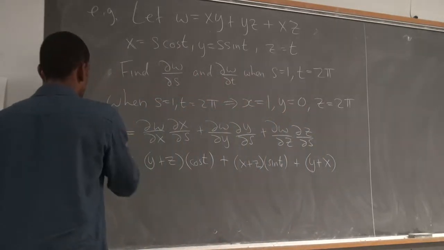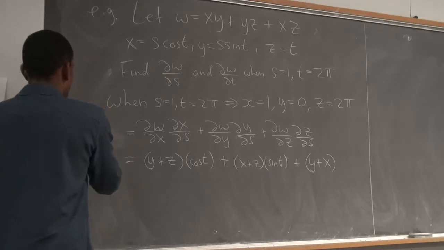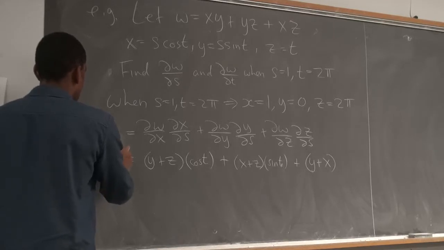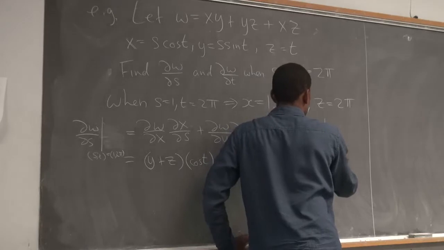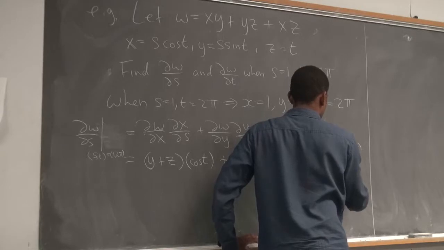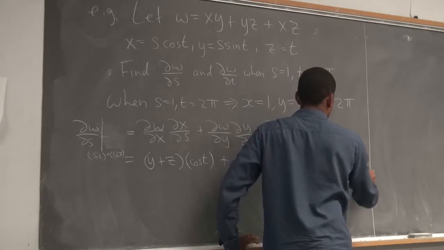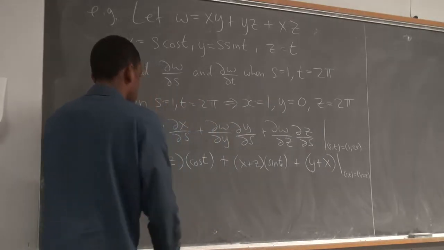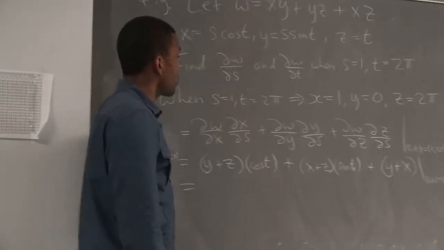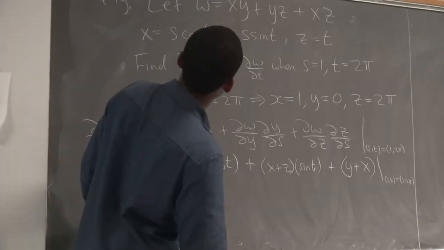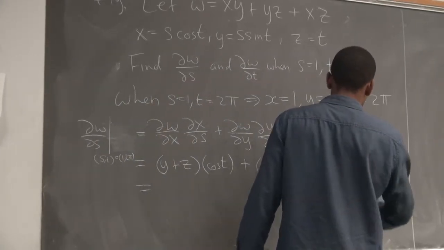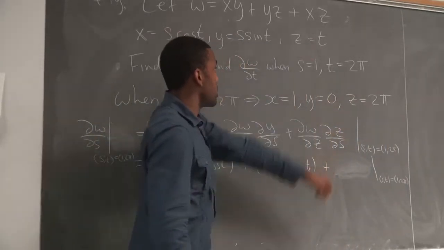So now I want to evaluate this at s, t equals 1, 2 pi. Before z, there's no s variable in the function. Z equals t, so the partial of this with respect to s is 0.